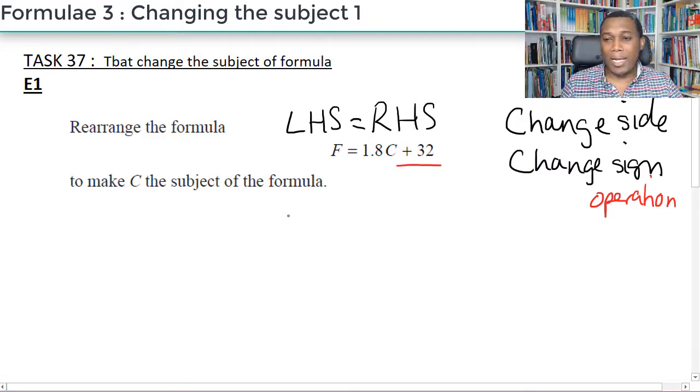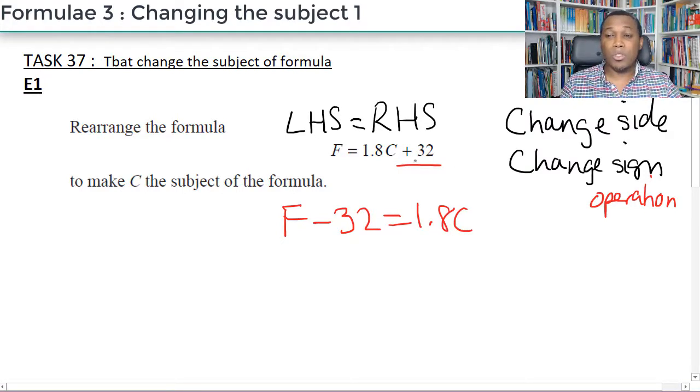So I can now write as my first line that F take away 32, F minus 32, is equal to 1.8C. What have I done? I've moved the plus 32 from the right hand side to the left hand side. Now for the second phase. Remember, we want C all by itself.